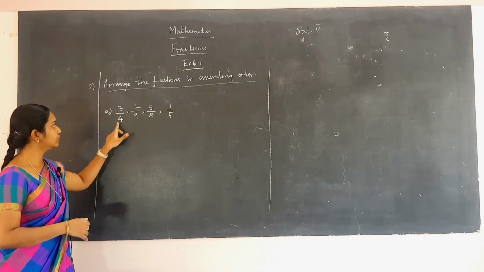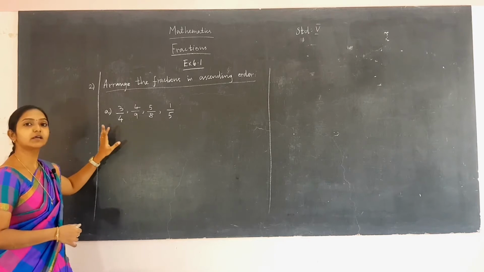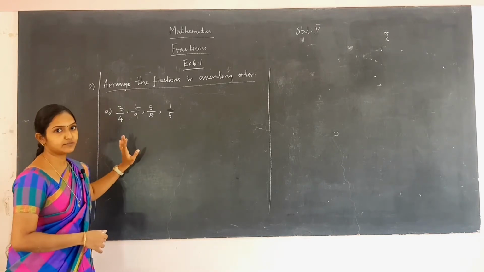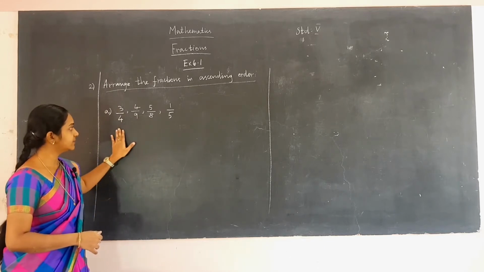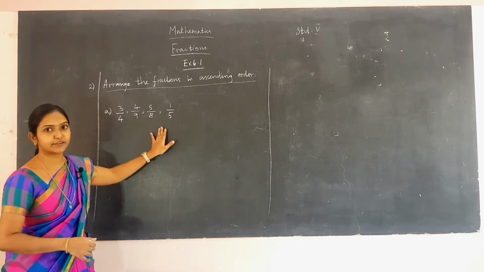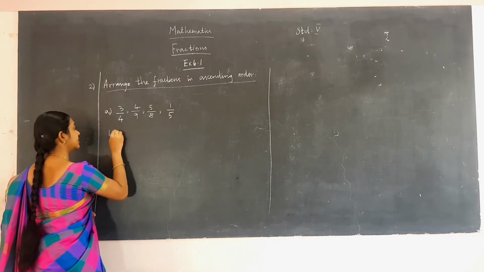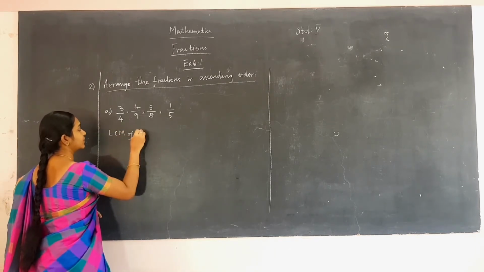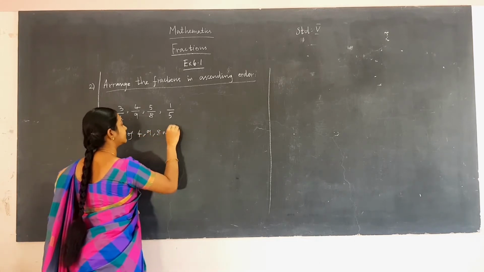First we have to look at the denominators. They all are different, so they are unlike fractions. We have to convert unlike fractions into like fractions. To convert unlike fractions to like fractions, we have to find the LCM of 4, 9, 8 and 5.